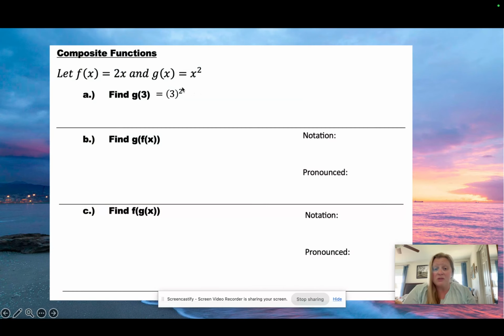So I want to do 3 squared, which of course is 9. So then we would say G of 3 equals 9. When I put 3 into the G formula, my answer is 9.